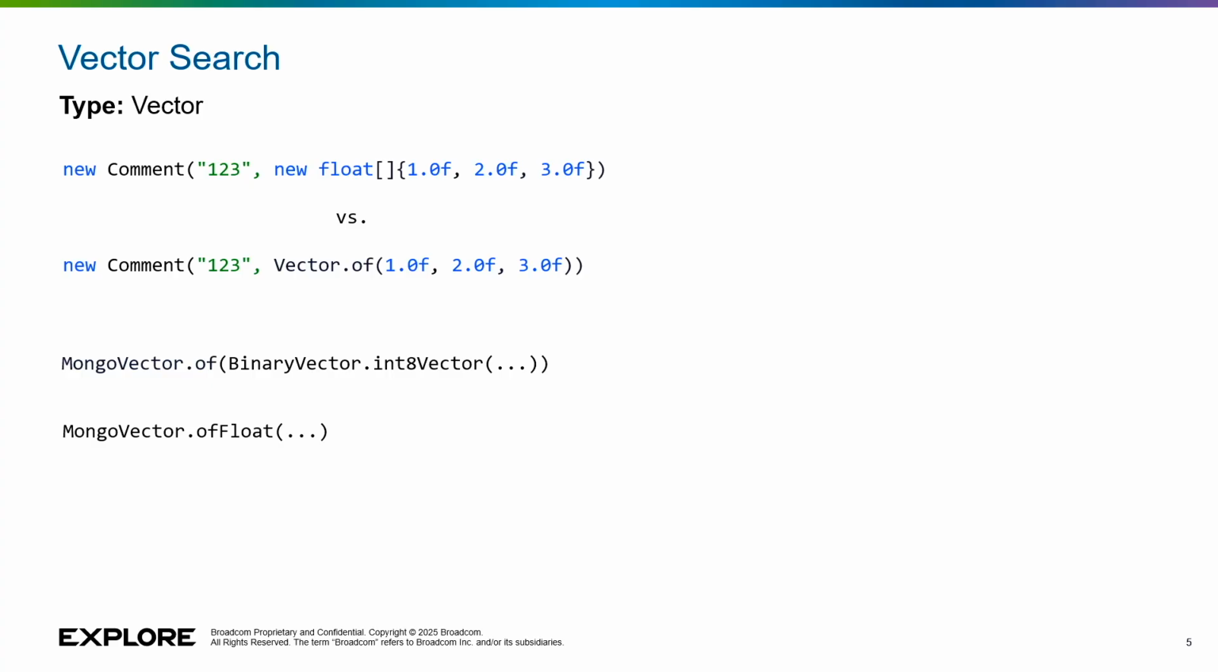Here you can see, rather than just saying new float array, you can use static methods like Vector.of, and then there's MongoVector, which is a Spring Data class that extends Vector and has support for some Mongo specifics.